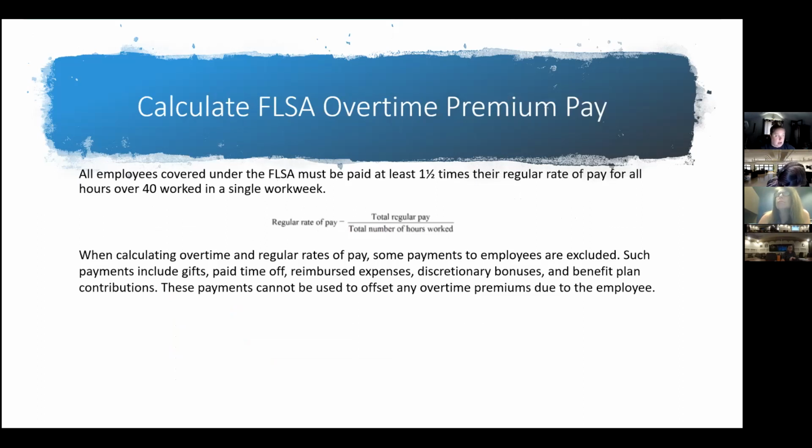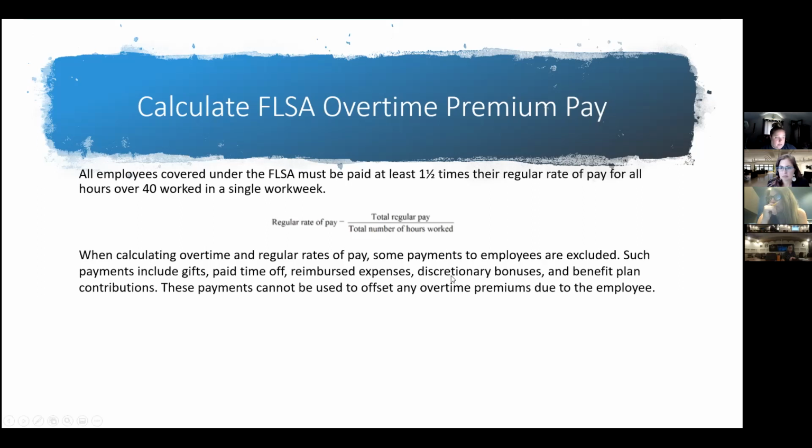All employees covered under FLSA must be paid at least 1.5 times their regular rate of pay for all hours worked over 40 in a single work week. We know that from last week. Again, to calculate regular rate of pay, we take their total regular pay and divide that by the total number of hours worked. Very important that we're only dividing by hours worked. If they took off for vacation, we're not including those hours. If they took off because they were sick, we're not including those hours. Any time that they are working is those hours that we divide by.